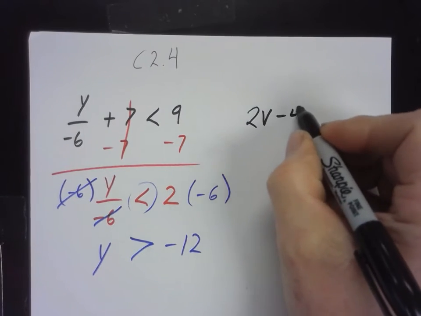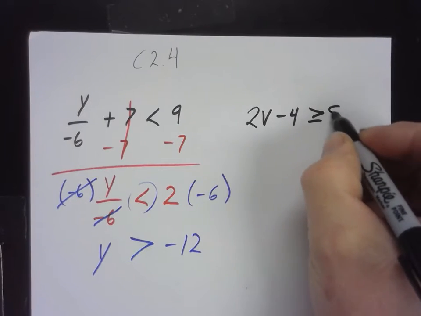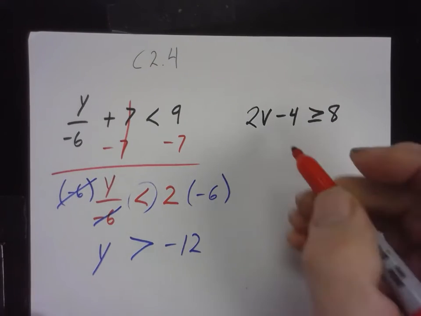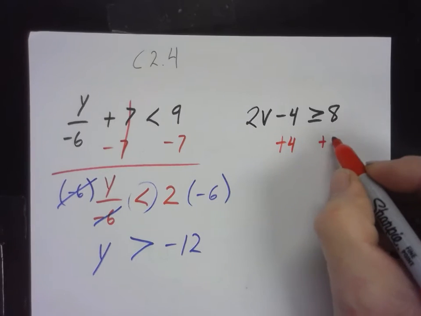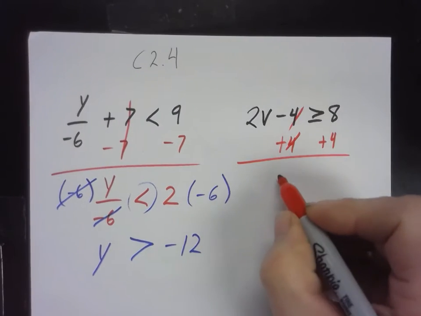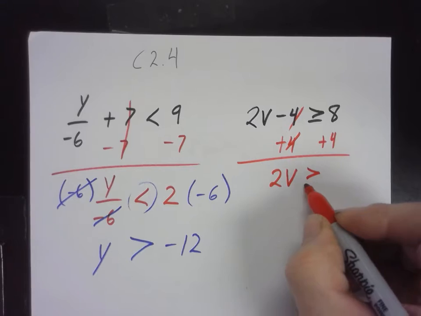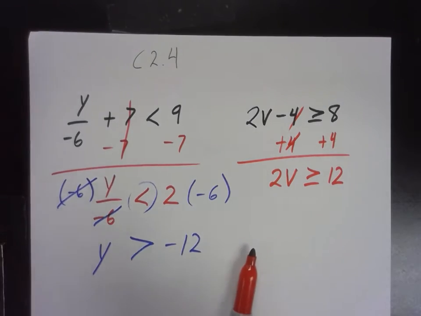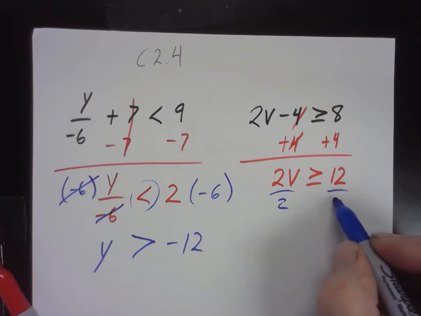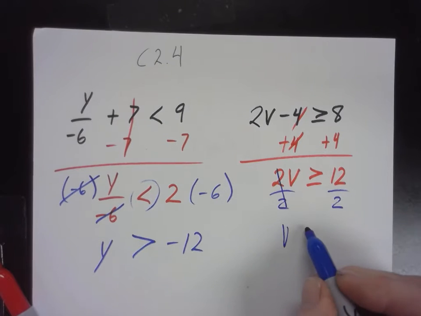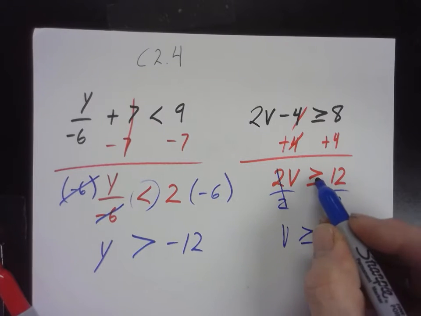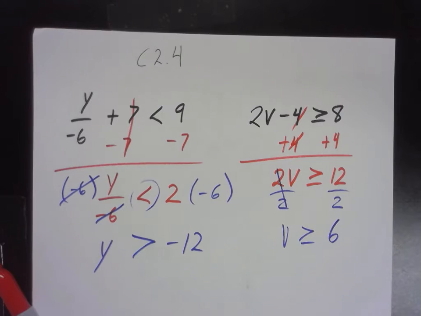2v subtract 4 greater than or equal to 8. We're just going to solve inequalities that have more than one step. 2v greater than or equal to 12. Divide both sides by 2. This time I'm dividing by a positive number, so I don't have to change the direction of the inequality. v is greater than or equal to 6. What do you think? Anybody worried about this so far? Okay, good.